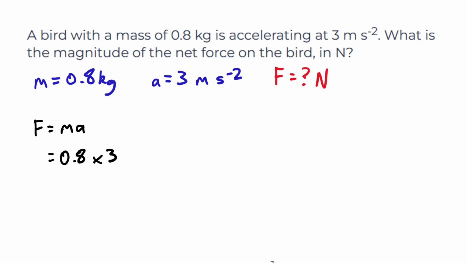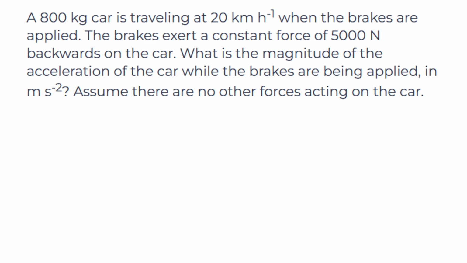Question 2. An 800 kg car is traveling at 20 kilometers per hour when the brakes are applied. The brakes exert a constant force of 5,000 newtons backwards on the car. What is the magnitude of the acceleration of the car while the brakes are being applied, in meters per second squared? Assume there are no other forces acting on the car.